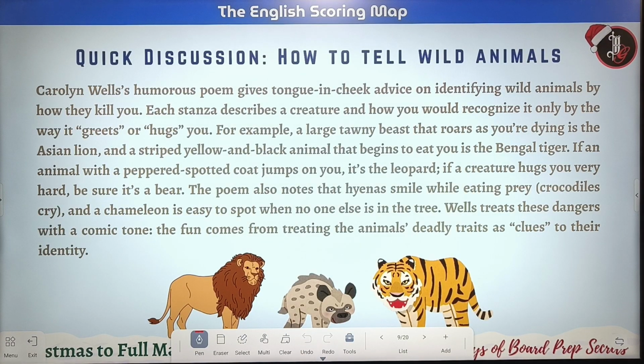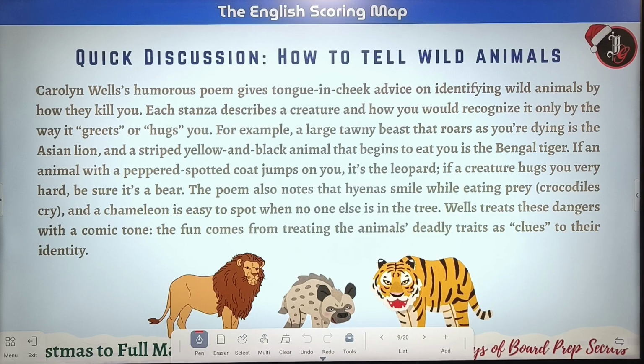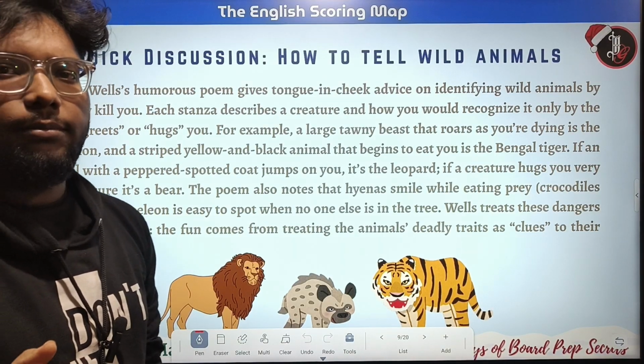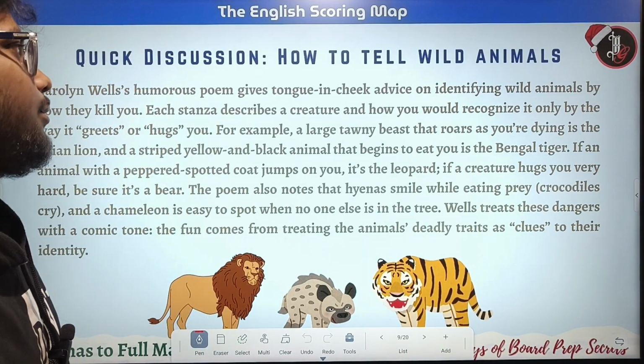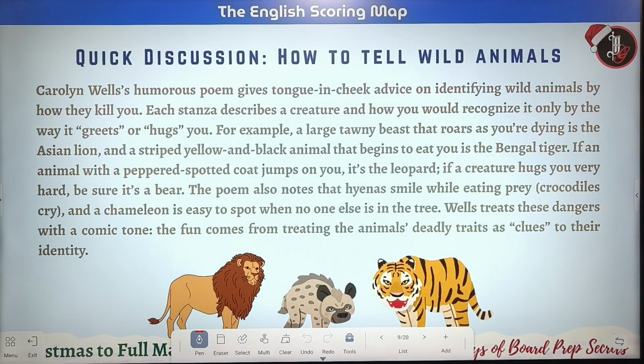Okay, so this is How to Tell Wild Animals. It is also a very beautiful natural poem, written by Carolyn Wells. This poem is a comic poem, a very humorous one. We all know what humor means, right? It means that we will laugh out loud after listening to the whole poem. So let's check it out.